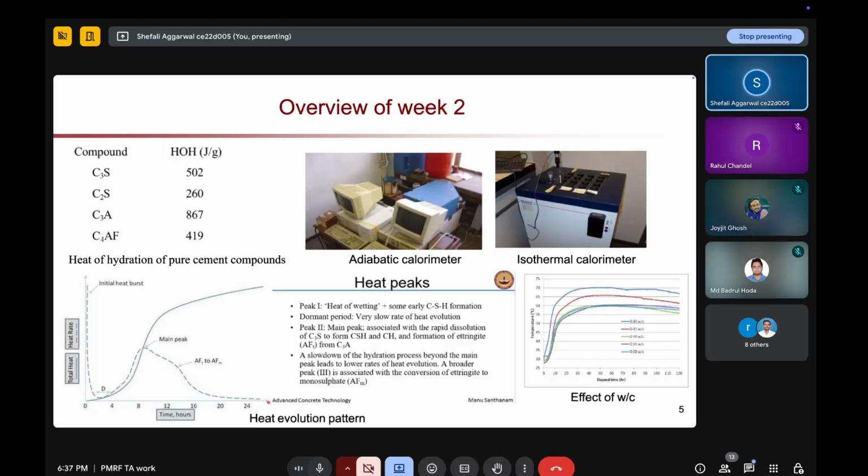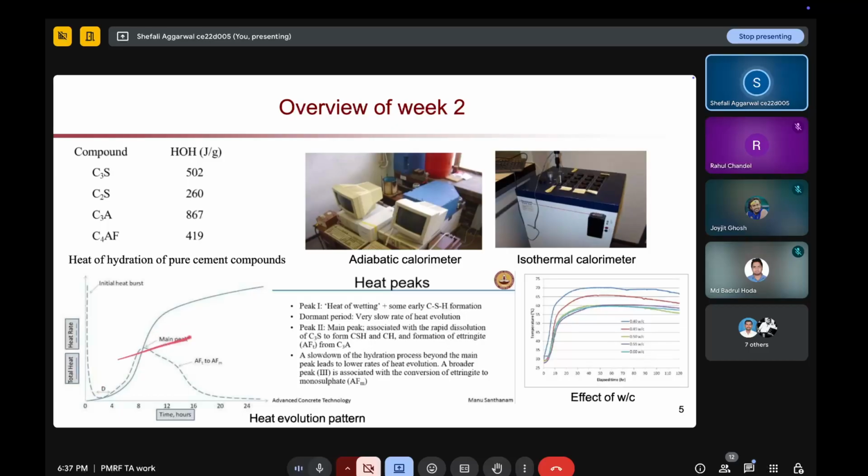Okay, so the main things which take part in our heating curve are C3S and C3A. The initial heat burst is mainly due to the reaction of C3A, and the main peak is formed because C3S converts to CSH and calcium hydroxide, CH. As written here, peak 1 is the heat of wetting and some early CSH formation. Then we have a dormant period where there is a very slow rate of heat evolution.